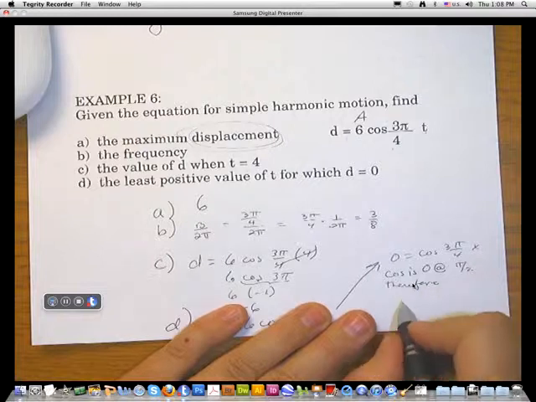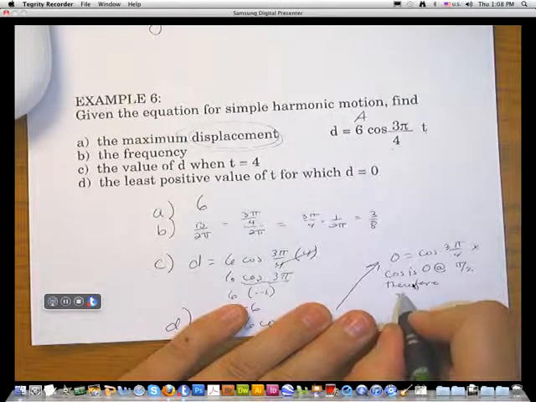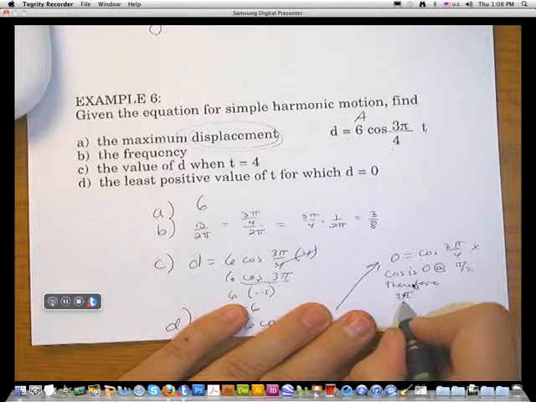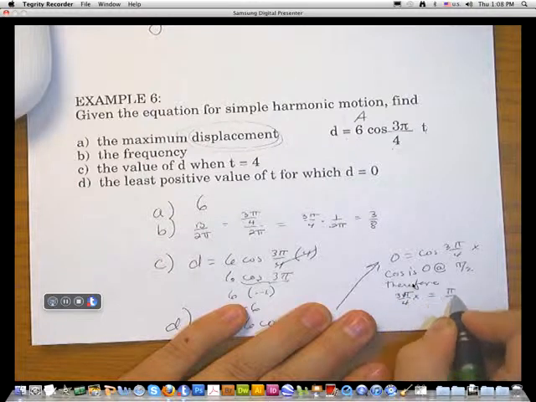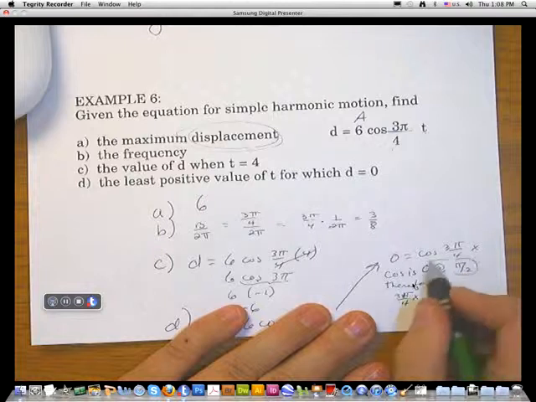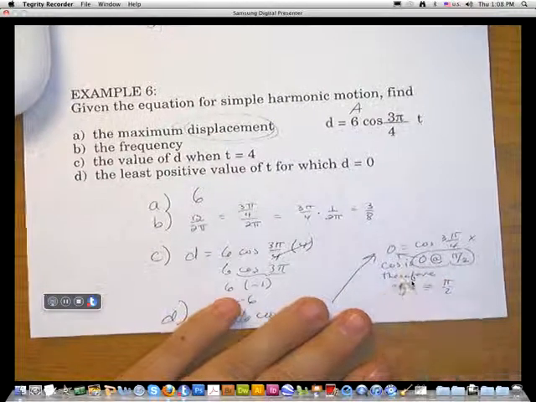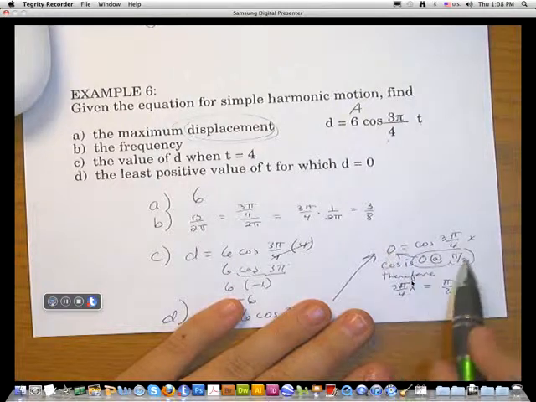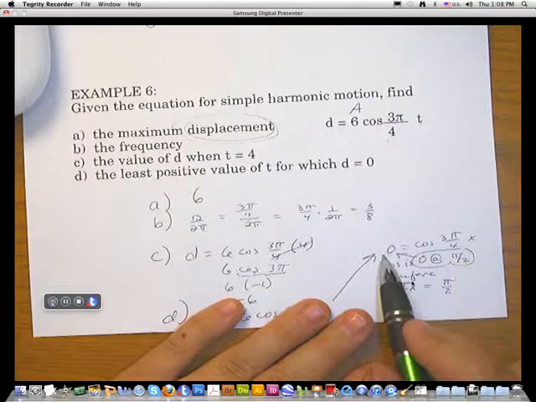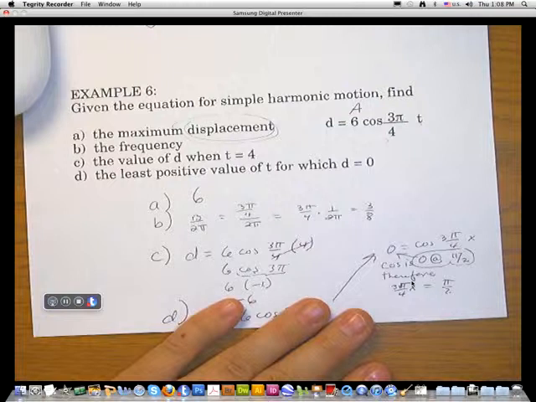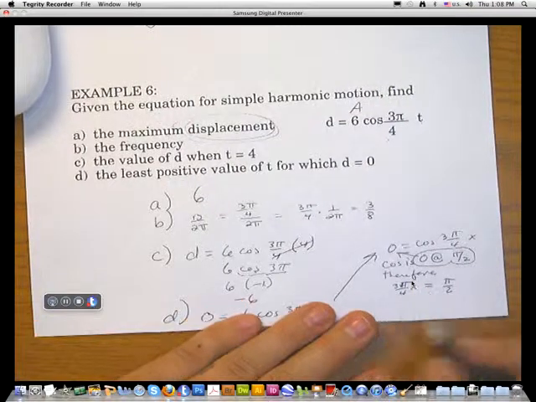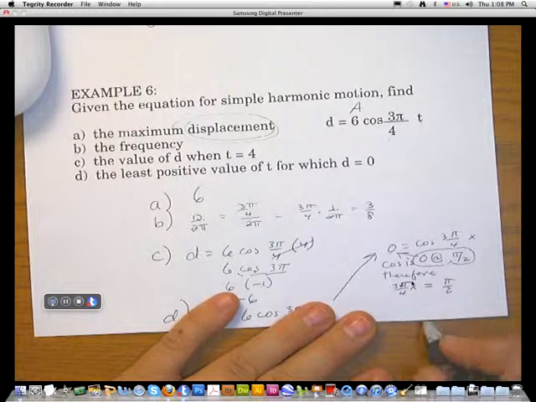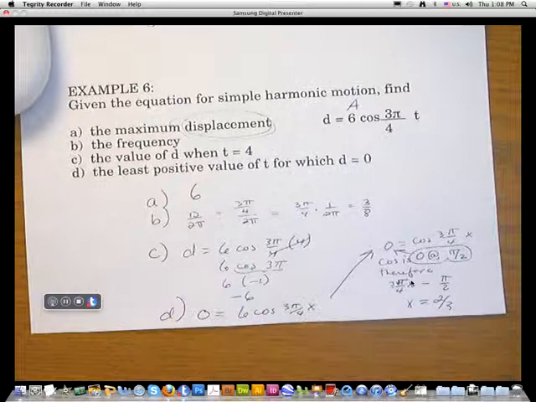Therefore, 3 pi over 4 x must equal pi over 2. I'm just doing a substitution. In order for cosine to be 0, it has to be pi over 2. Therefore, I could substitute pi over 2 in there and now solve for t or x or whatever letter I have there. Multiply by the reciprocal of 4 over 3 pi, we get x is 2/3.